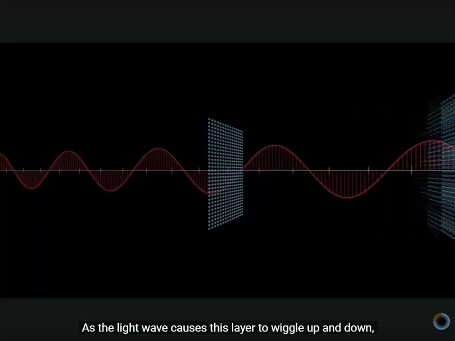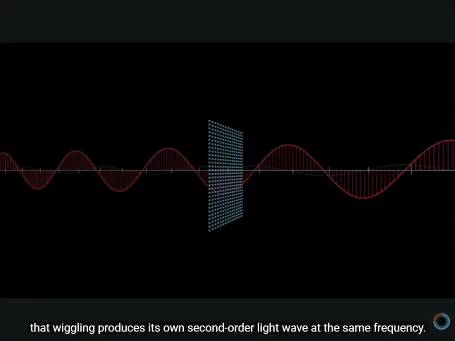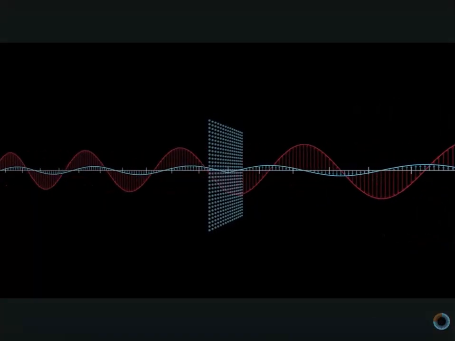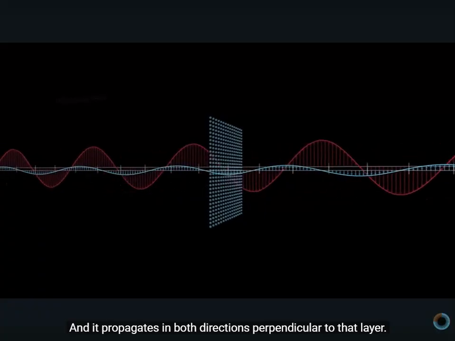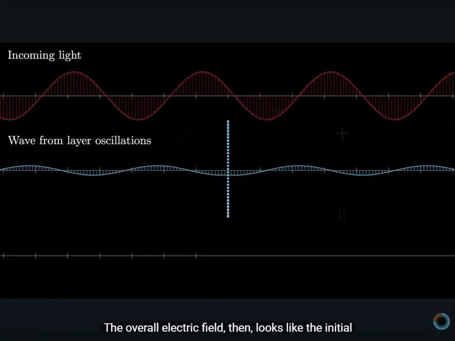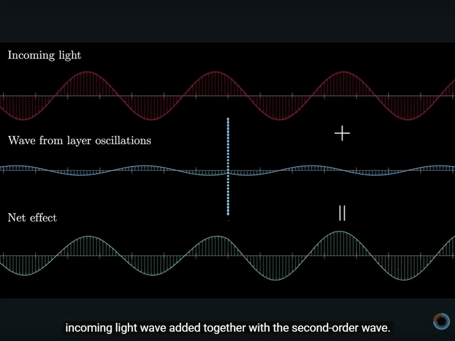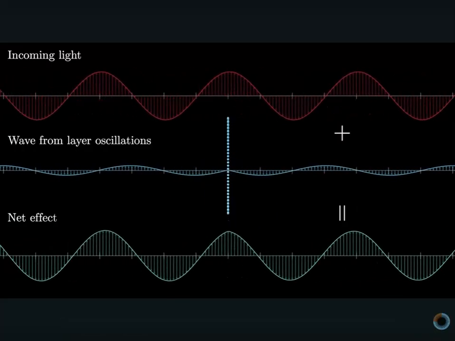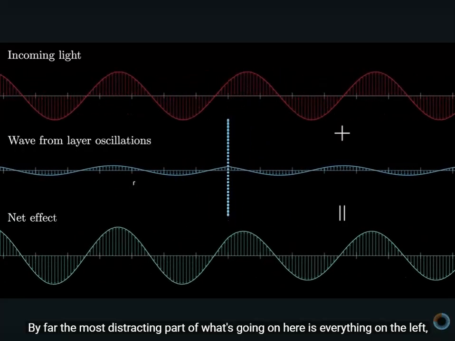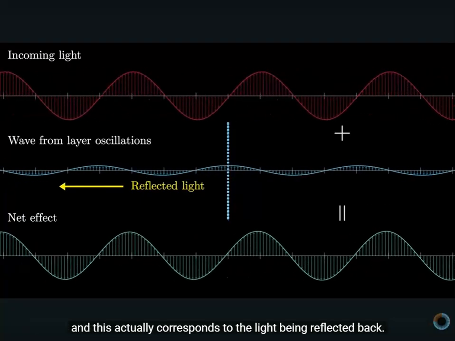As the light wave causes this layer to wiggle up and down, that wiggling produces its own second-order light wave at the same frequency. And it propagates in both directions perpendicular to that layer. The overall electric field, then, looks like the initial incoming light wave added together with the second-order wave. By far the most distracting part of what's going on here is everything on the left, and this actually corresponds to the light being reflected back.